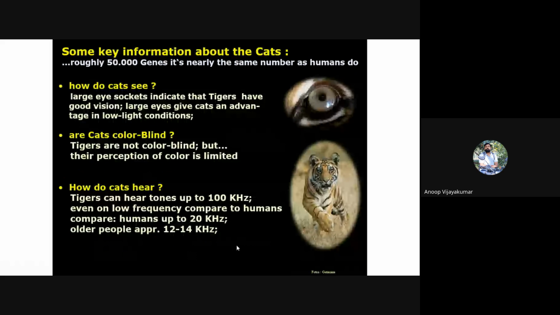They can see some colors, not like humans, but they can see some dark colors. Their perception of color is limited. And from species to species, the hearing range in kilohertz will be different. If we compare the range in which humans can hear to that of tigers, it will be different. So in tigers also, it is actually different.